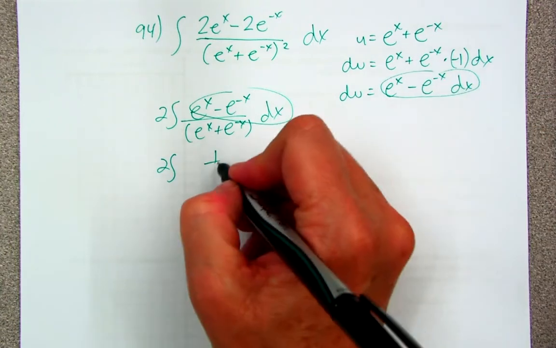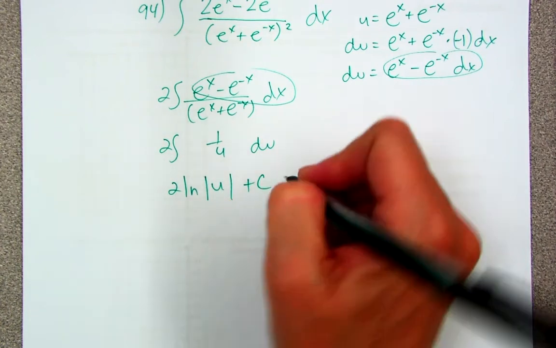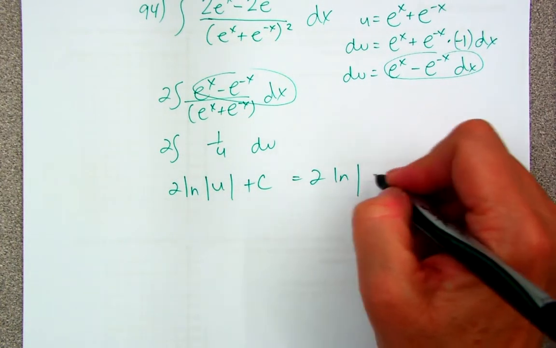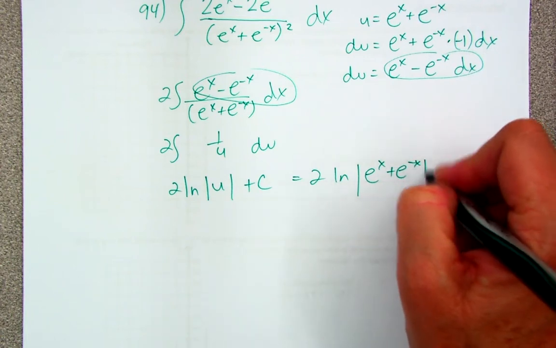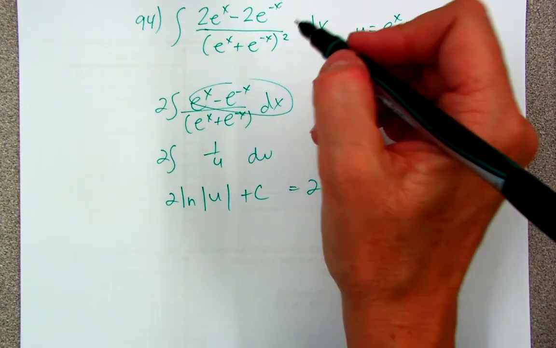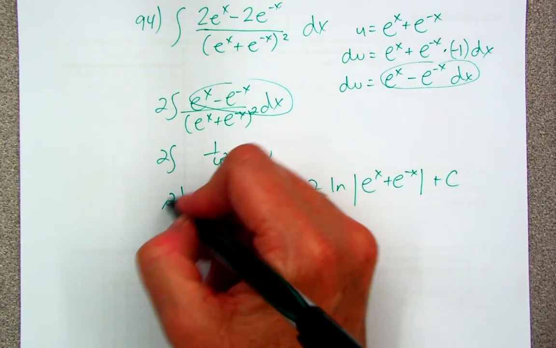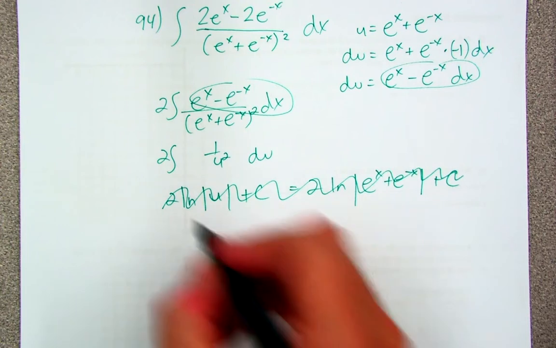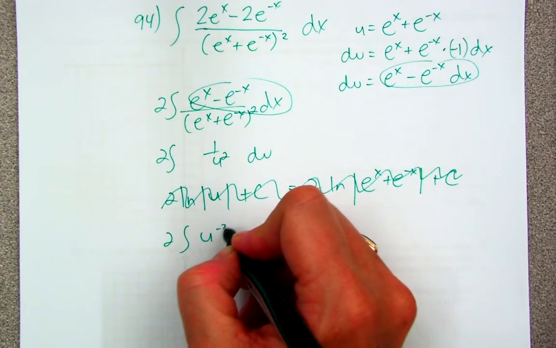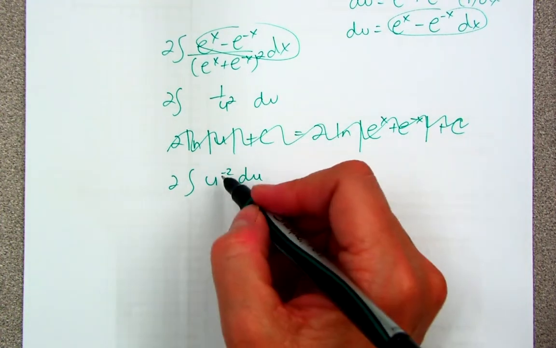And this is my 1 over u. So here comes my natural log again. Resubstitute this back in. Oopsie, typo. Look what I forgot to do. It's a square, not a natural log. Let's try that again. So I took 1 over u squared to u to the negative 2.